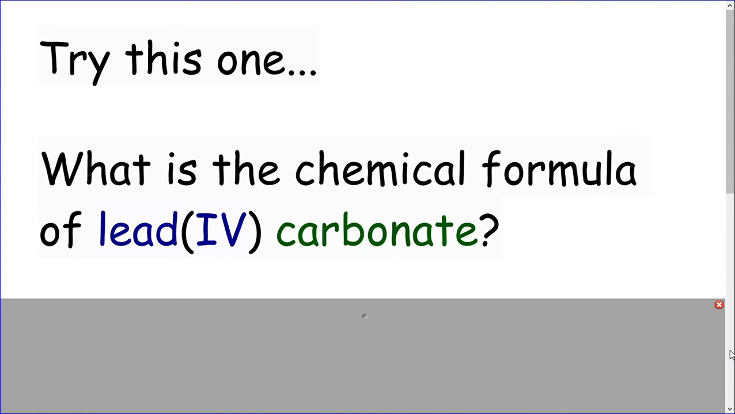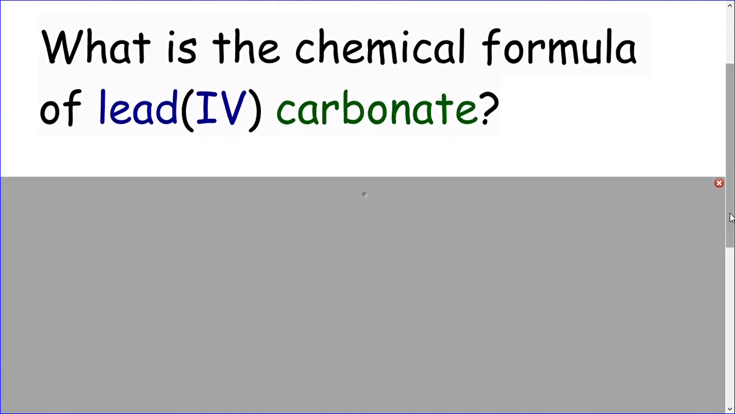So, I'd like for you to try this one out, lead-4 carbonate, and see what you end up with. So, come up with the symbol for it, the charge, and then cross them, reduce if you can, see how you make out. So pause the video and give it a try. Alright, so let's see how you made out.